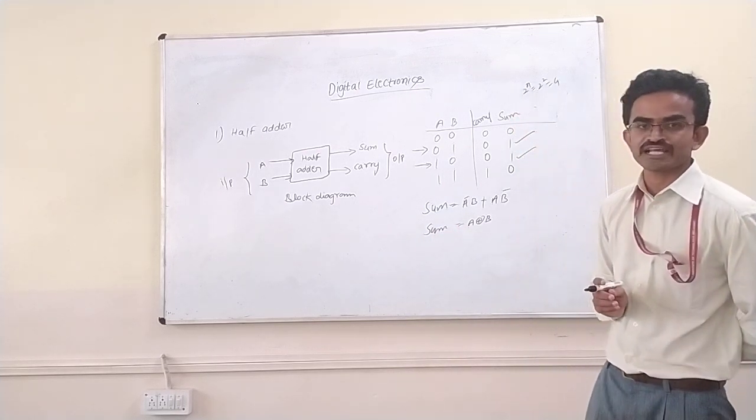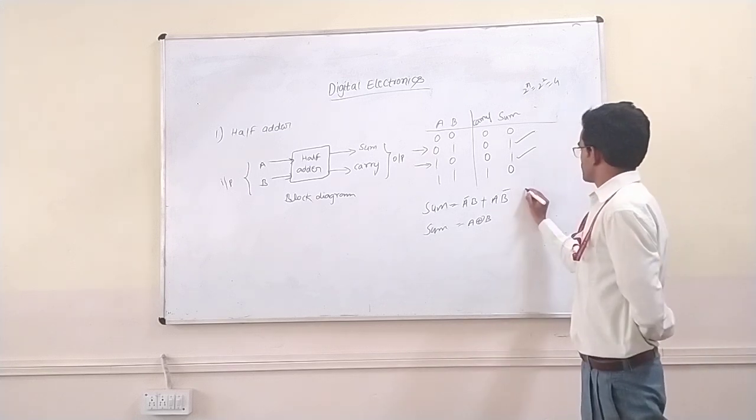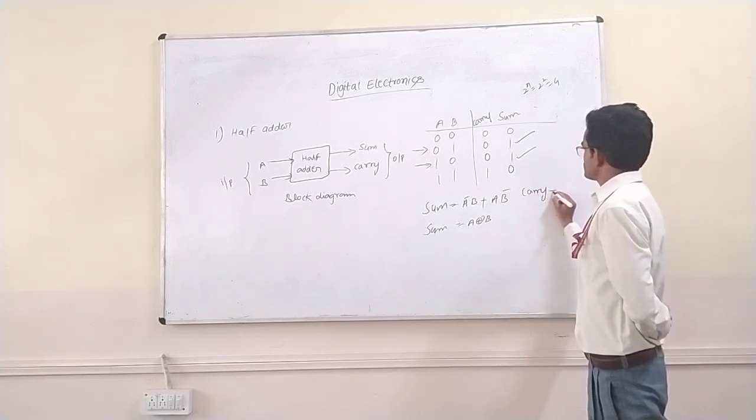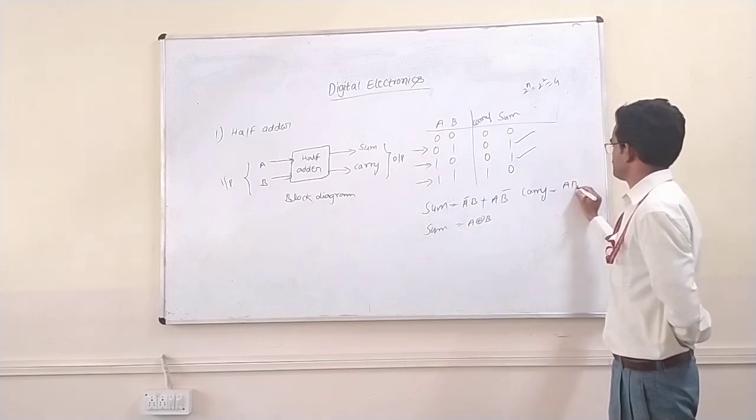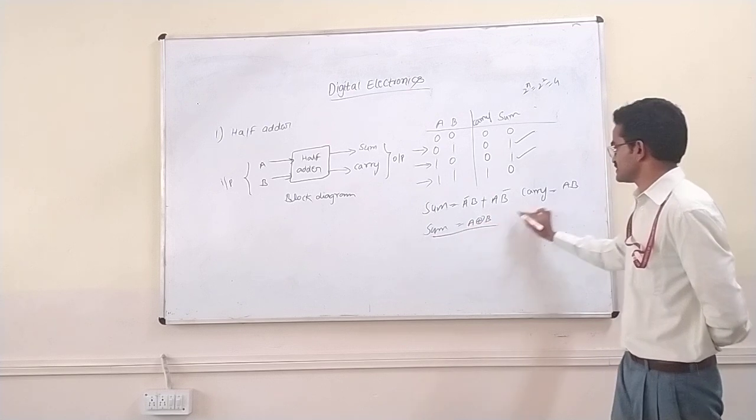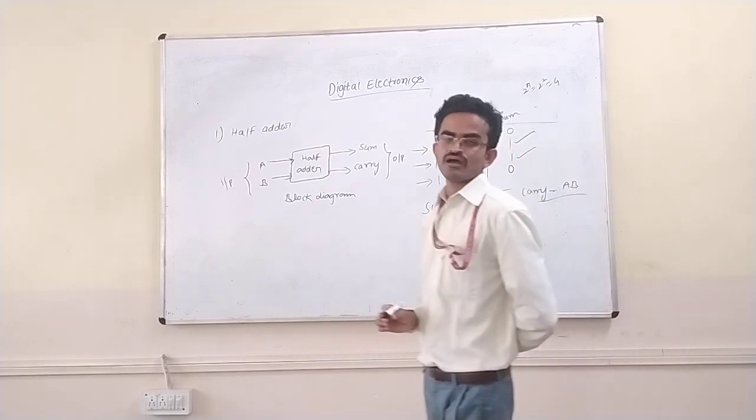Similarly, we need to write the logical expression for carry. Whenever it is high, we consider the respective inputs. So this is A B. So this is the logical expression for sum, and this is the logical expression for carry for the half adder.